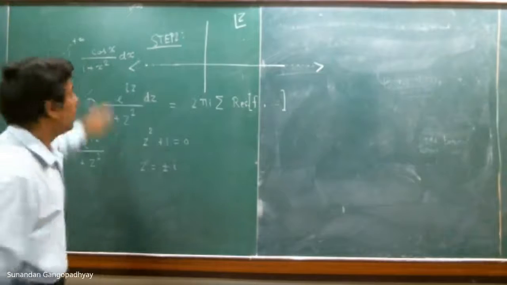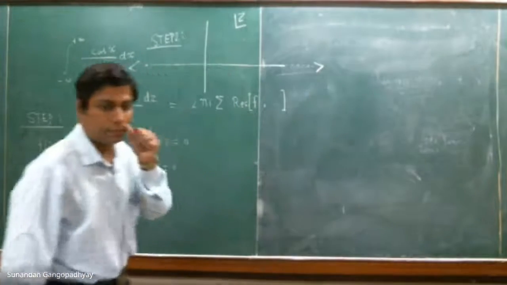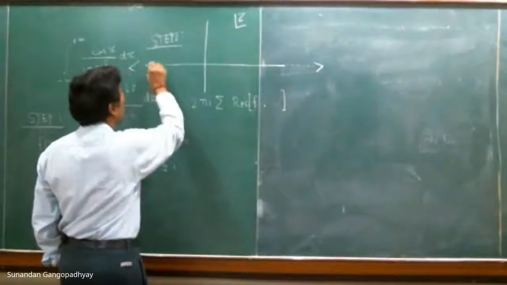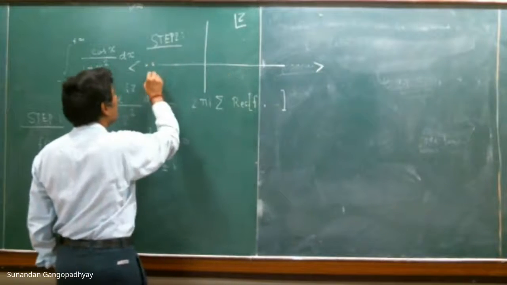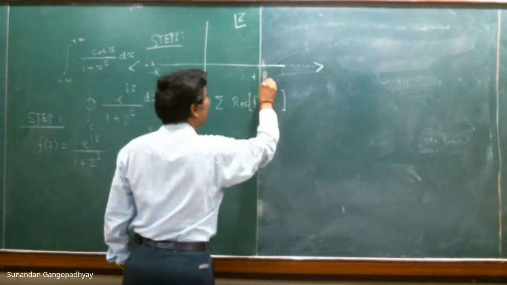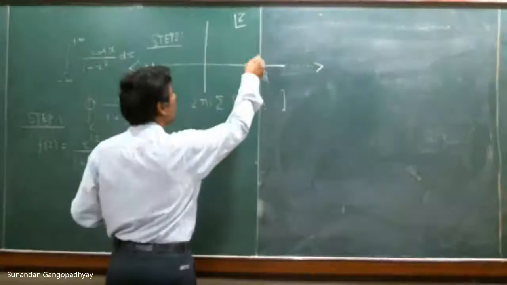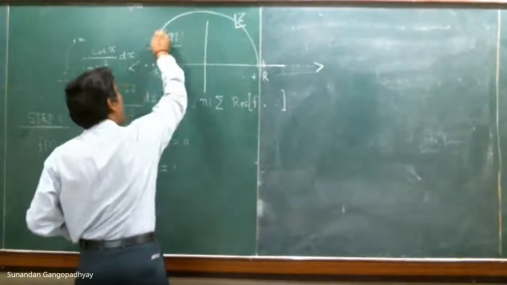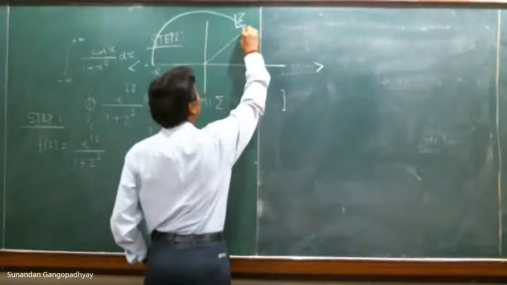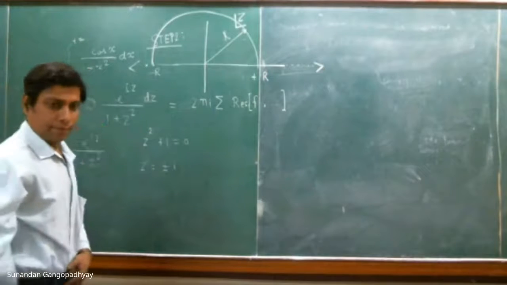Right? The integral that you want to calculate is on the real line. So what you have to do, you are coming from here, you take some point -r to +r, and you close the contour in this way, where this is a semicircle of radius r.